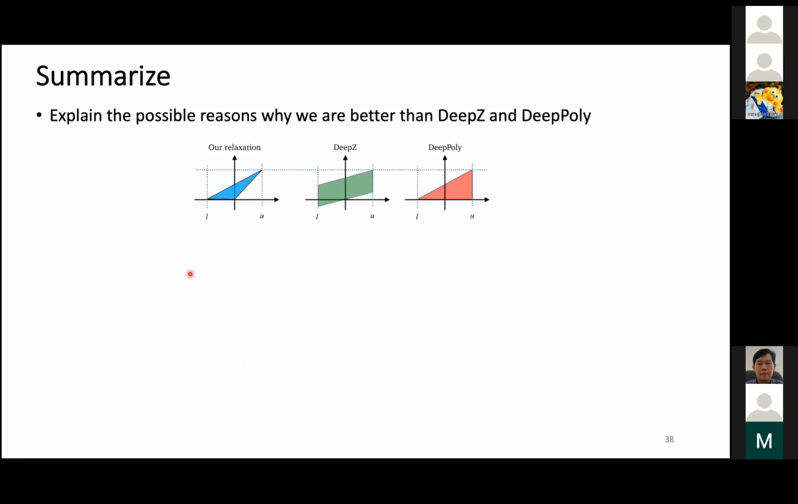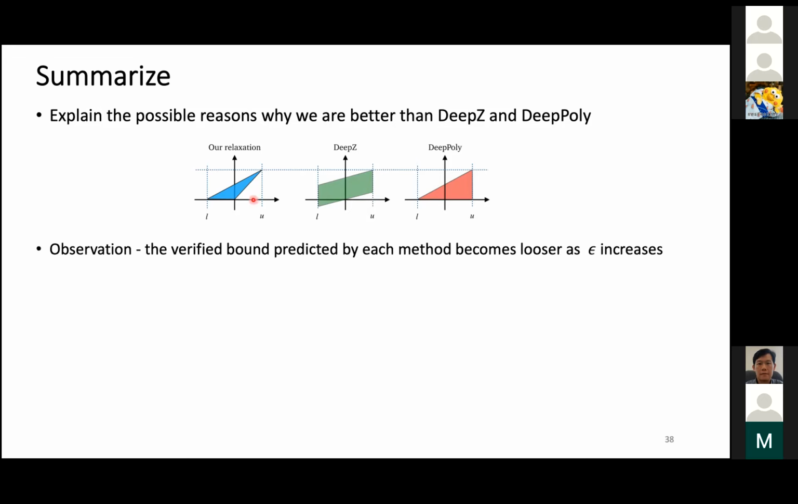So here I want to summarize these two experiments. First, I want to explain the possible reasons why we are better than DeepZ and DeepPoly. I think the key reason is the convex relaxation we choose, because we choose the obtuse triangle as our relaxation, and you can see DeepZ and DeepPoly choose the parallelogram and the right triangle as their convex hulls, and you can see that they cause a larger error domain than ours.